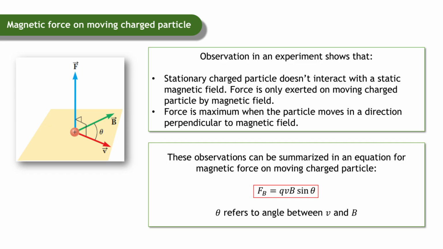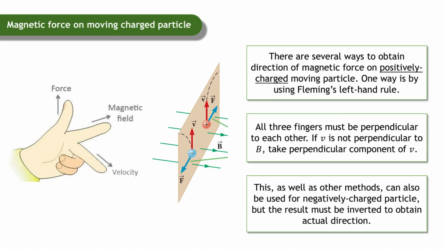We can summarize these rules with the equation F equals qvB sin theta, where theta represents the angle between the particle's velocity v and the magnetic field B. To determine the direction of this magnetic force, we use Fleming's left-hand rule.